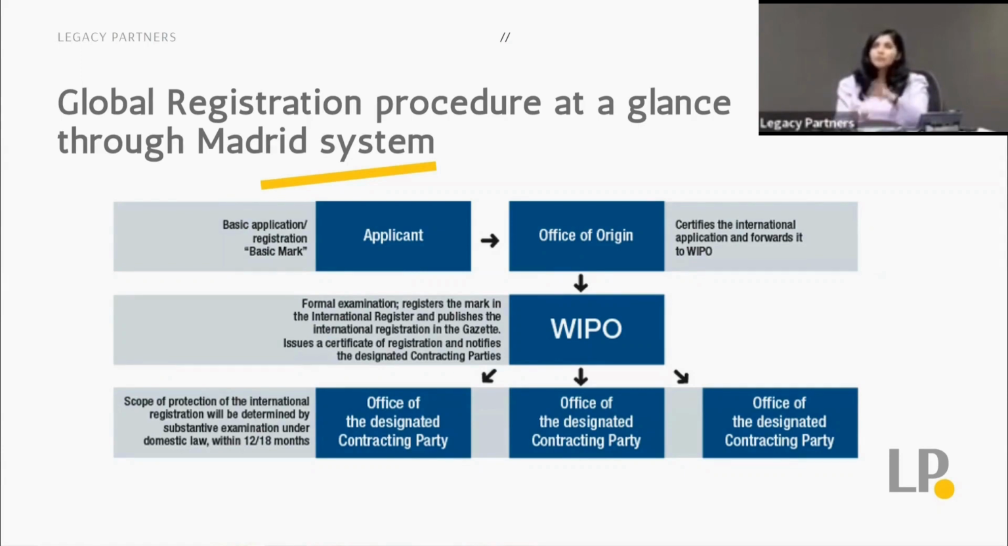WIPO will notify the home country or the agent who filed the application from the home country that a provisional refusal has come, and you have to file the appropriate response within a certain number of days. That time period differs from country to country as per their rules and regulations. So this is the general idea of how it works. If there are no objections, or if the objections have been overcome, then the mark will proceed towards registration. With respect to international registrations, it will be called a statement of grant, or the mark will be granted protection in these particular countries wherever you designated. So this is the general working.